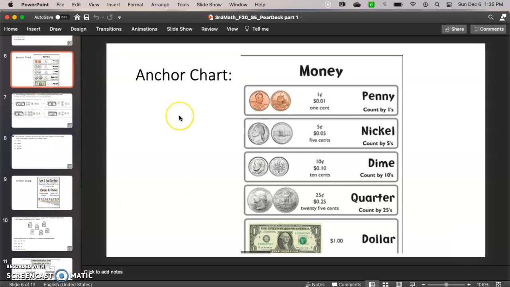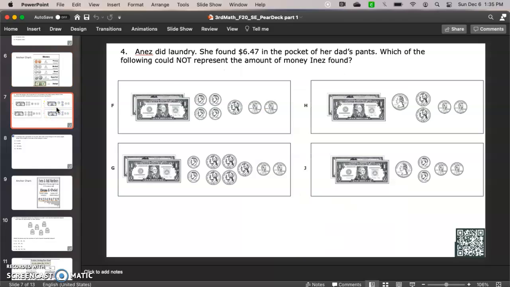Here's an anchor chart for you with money. Remember, you can always go back to these slides in your Pear Deck. Question 4. Inez did laundry. She found $6.47 in the pocket of her dad's pants. Which of the following could not represent the amount of money Inez found?